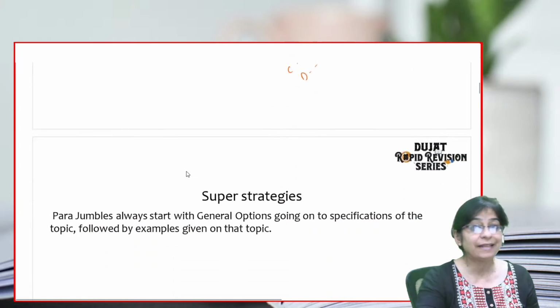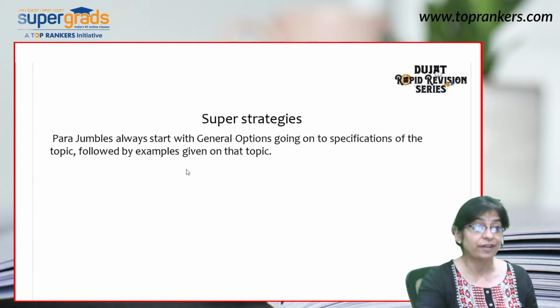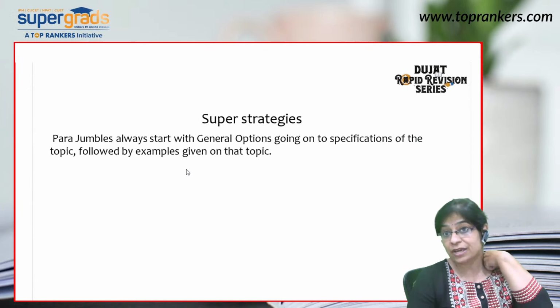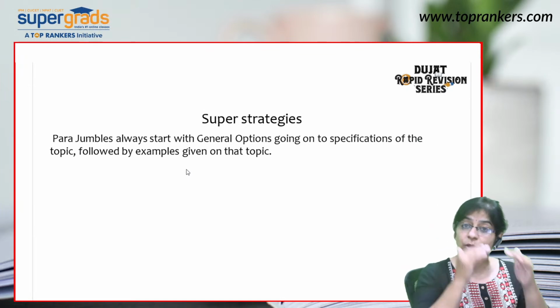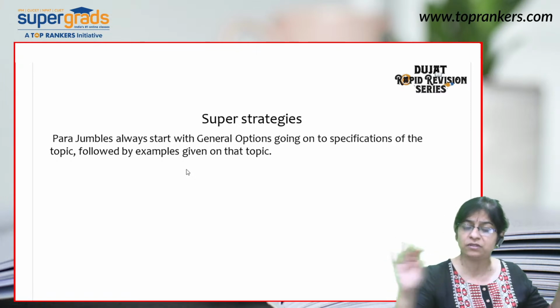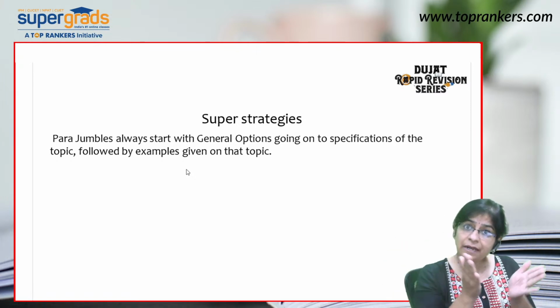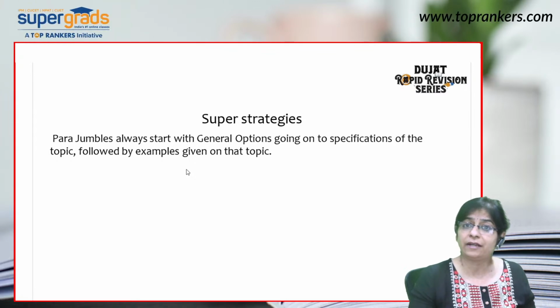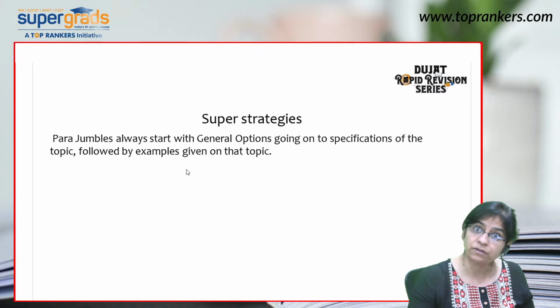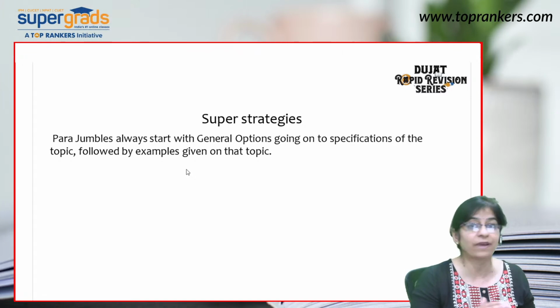Now let's look at the next super strategy. Any paragraph, when structured correctly, will always talk about a broad generalized statement. Then it will talk about specification, and then the writer will substantiate with some examples. That is the general structure of any paragraph.